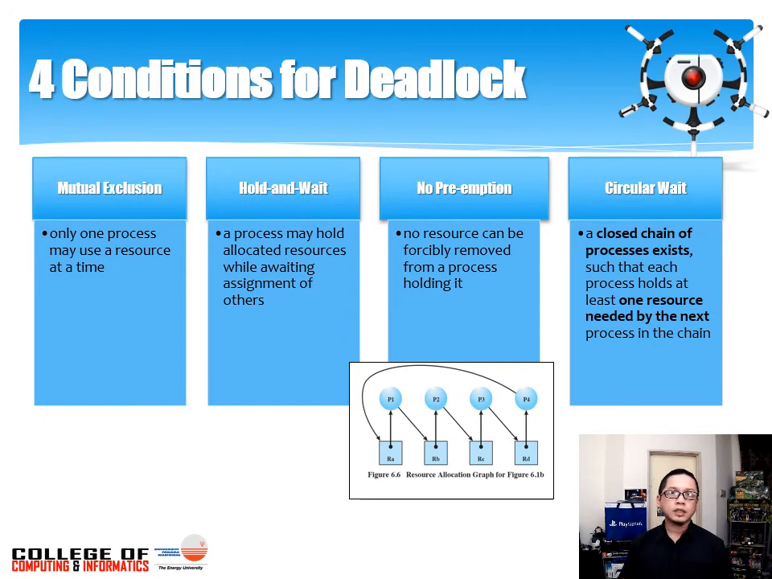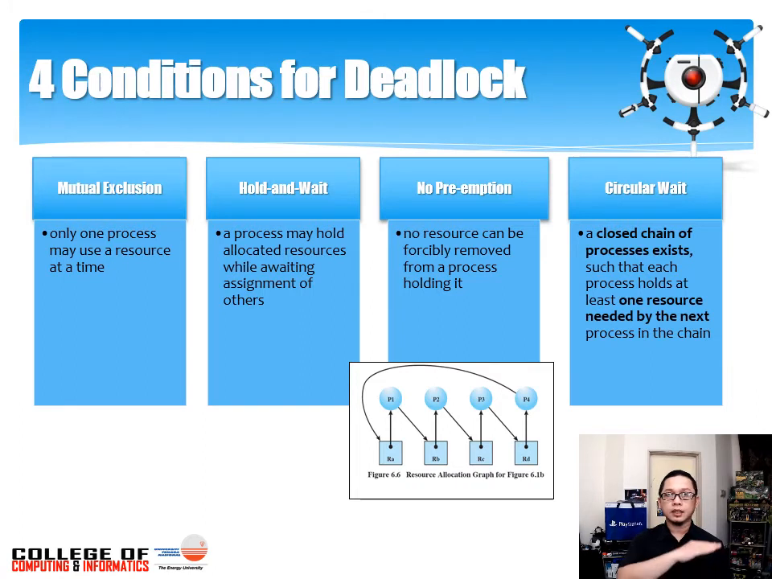The fourth condition simply means that you have a circular wait. What does circular wait mean? It means that you can have mutual exclusion, you can have hold and wait, you can have a no preemption situation, but it will not actually contribute to a deadlock unless you have the fourth condition, which is a circular wait.